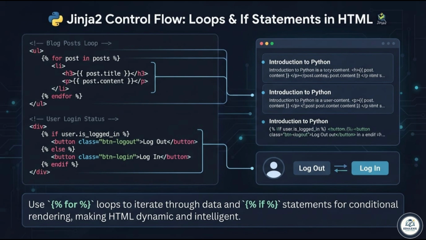Inside the loop, you can display each post's title and content. Similarly, you can use {% if user.is_logged_in %} to show a logout button and an {% else %} to show a login button. These control structures turn static HTML into a truly dynamic, intelligent user interface that changes based on data.